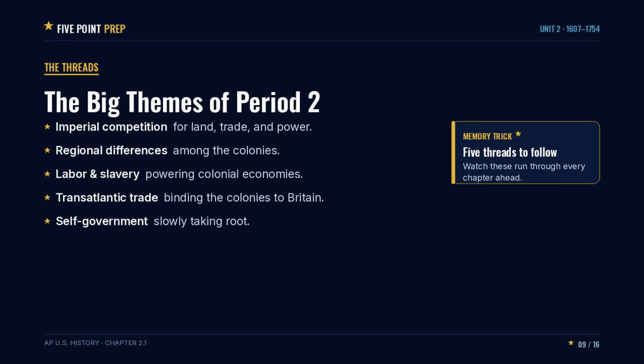Transatlantic trade, the Atlantic economy binding the colonies to Britain. And self-government, colonial assemblies and habits of self-rule slowly taking root. Watch these 5 threads. They'll show up in every chapter of the unit.